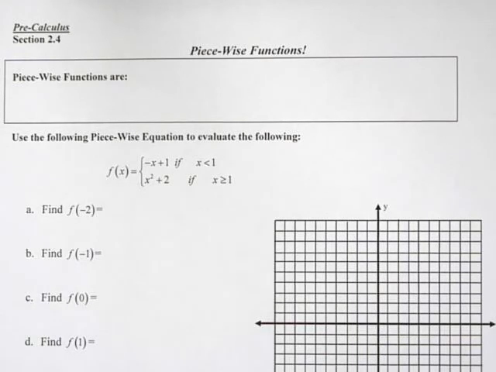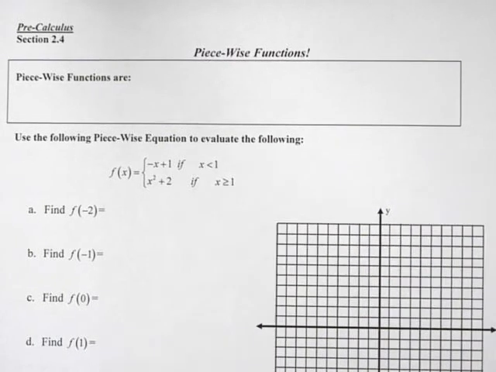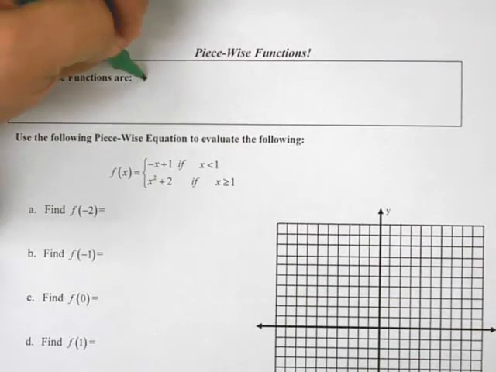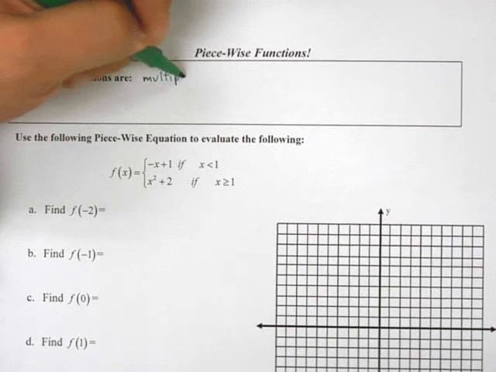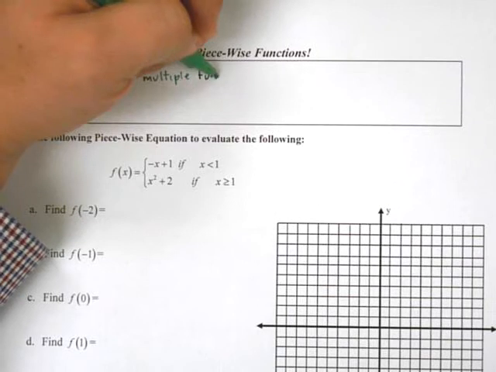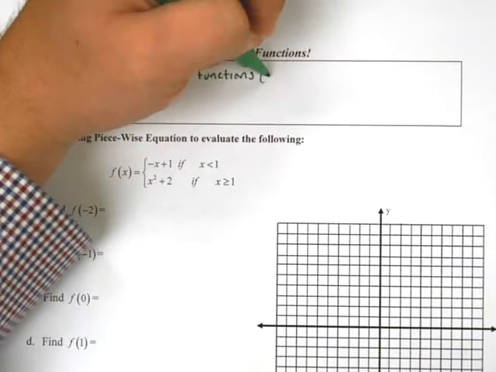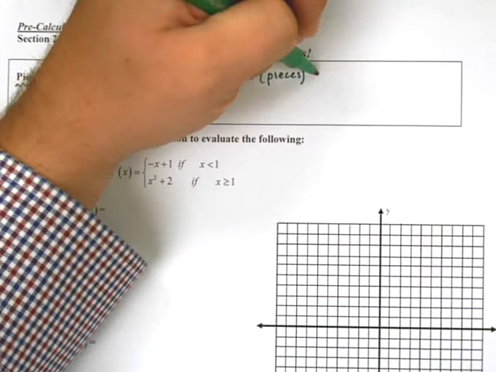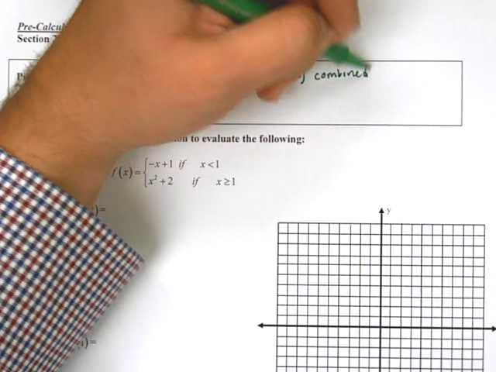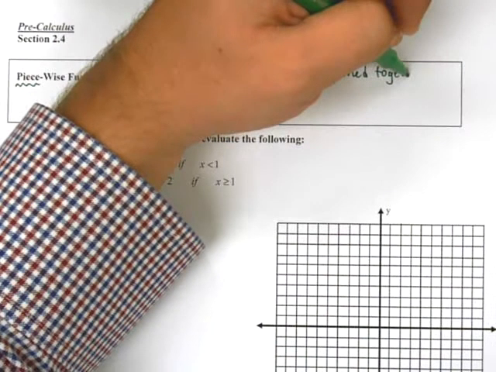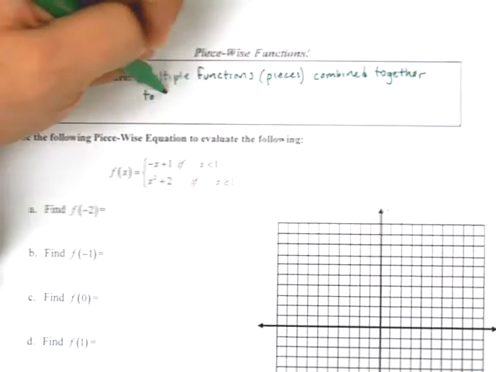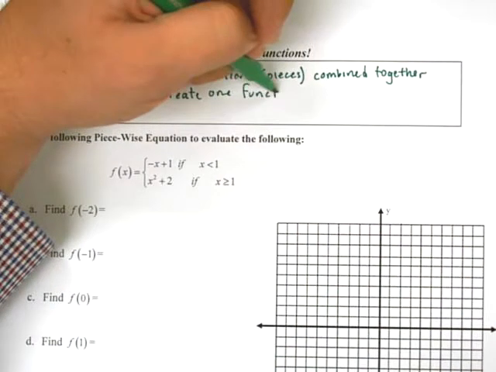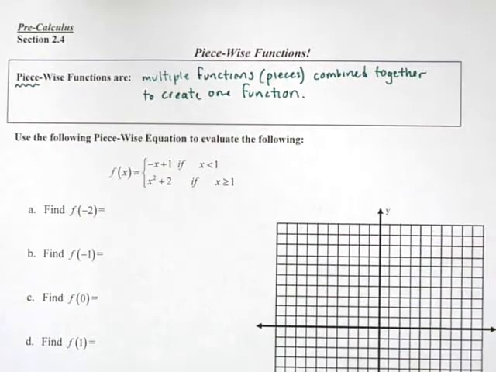So, piecewise functions, basically what we're saying here about piecewise functions are, well, they are pieces, okay? They are multiple functions (pieces) combined together to create one function.